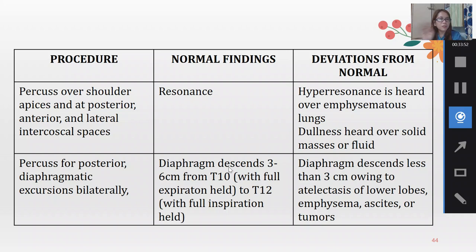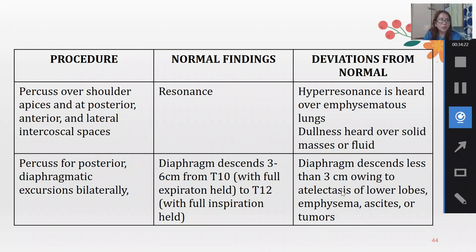So, when you percuss, diaphragm descends 3 to 6 cm from T10 with full expiration held to T12 with full inspiration held. So, kanina, nag-expiration kasi sinabi ko sa'yo, inhale, exhale, stop. Then, tap, nag-changes. Inhale, exhale muna para hindi mapagod si patient. Inhale lang, then stop. And then, percuss, percuss, percuss.